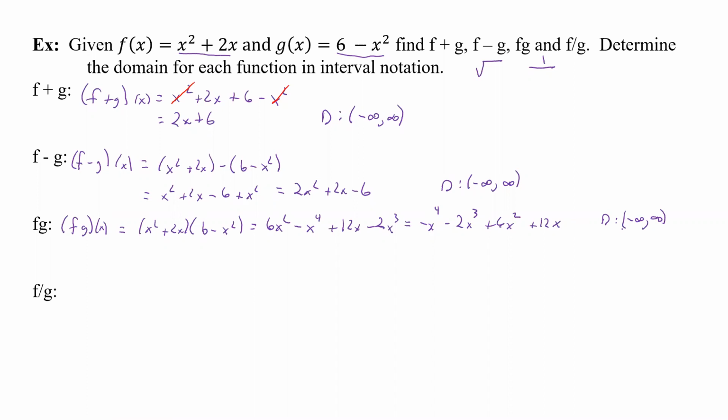Okay. Now the next one though, that's when our domain is going to change, because when you divide, that's where one of the possible changes is going to happen. So what we're going to do is we're going to have f over g of x, well, we're just going to take the f of x, which was the x squared plus 2x, over our g of x, which is 6 minus x squared.